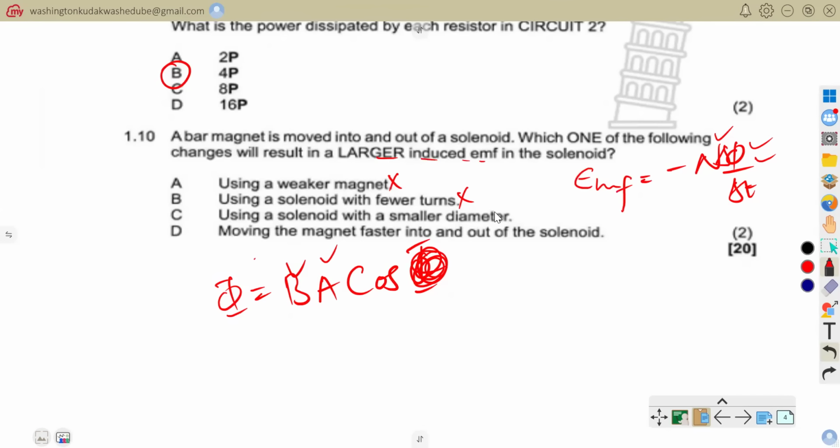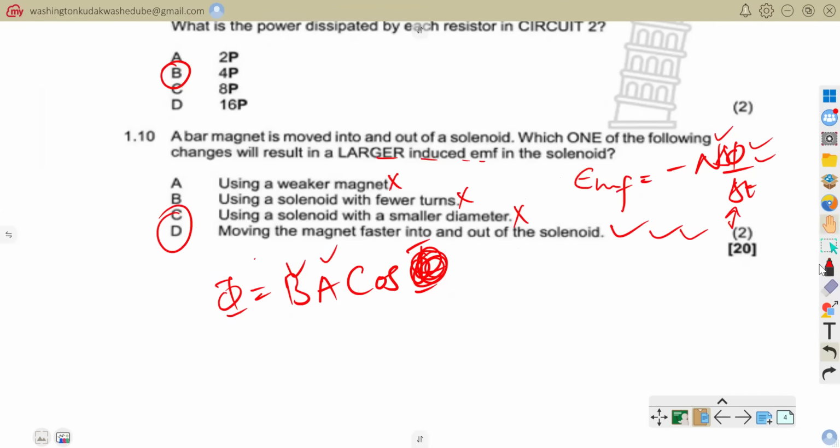Using a solenoid with a smaller diameter? No, we need a larger diameter to have a larger cross-sectional area. Moving the magnet faster into and out of the solenoid? Yes, this increases the rate of change of magnetic flux. So our answer was going to be D.